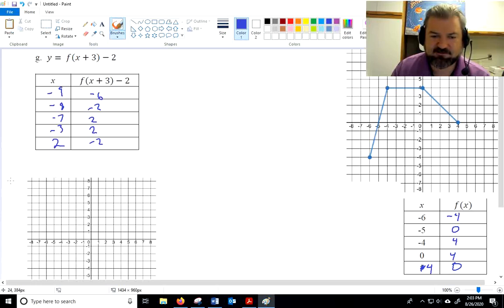I don't have that much room on my paper, but I think I can fit it if I go right here. And then I've got negative 8, negative 2, negative 7, negative 7, positive 2, negative 3, positive 2, and then 2, negative 2. So this is a rigid transformation. It did not change the shape at all. It just moved 3 to the left, and then down 2.